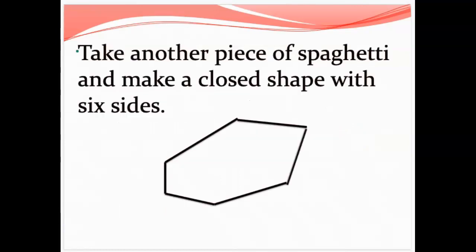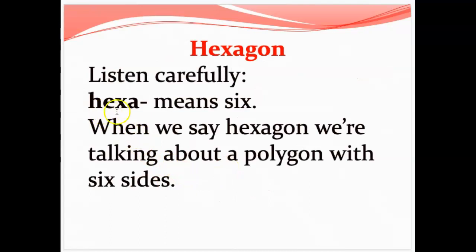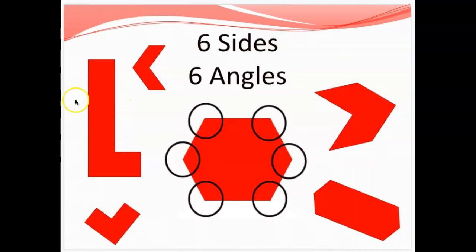Okay, I want you to get another piece of spaghetti now and make a closed shape with six sides. You just built another polygon called a hexagon. Remember, polygons have to have straight sides and they're closed. So double check your shape, make sure it's closed and all the sides are straight. Listen carefully. Hexa means six. So when we say hexagon, we are talking about a polygon with six sides. All hexagons have six sides and six angles.